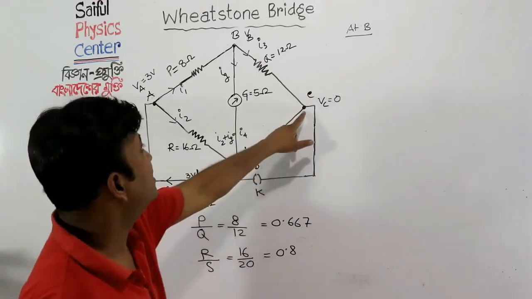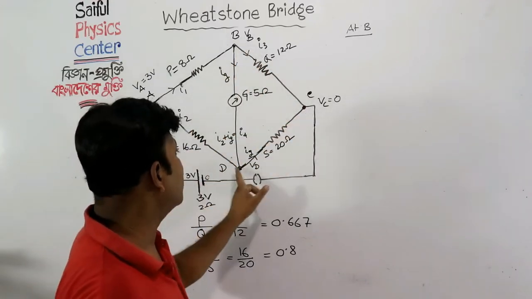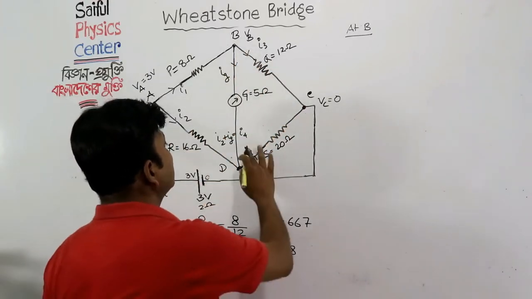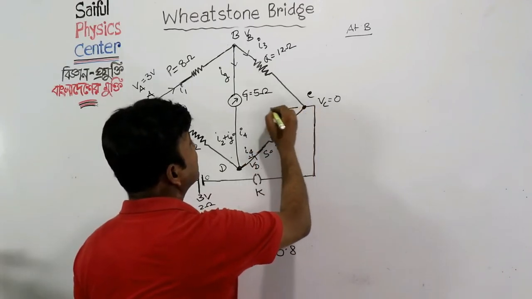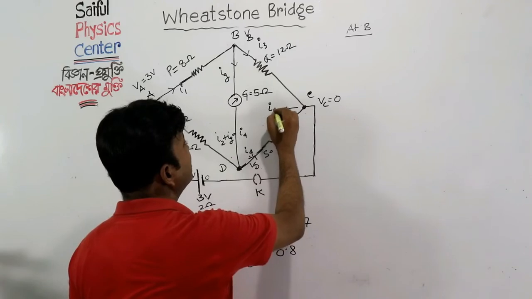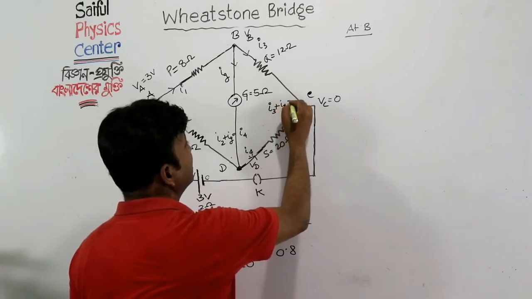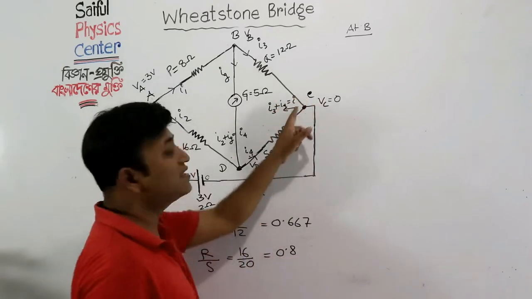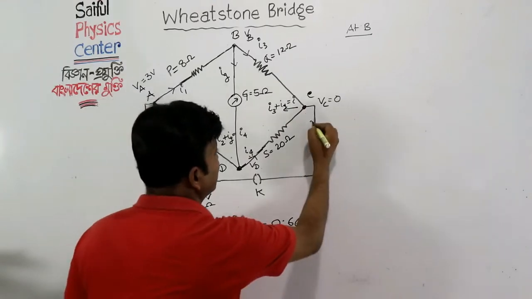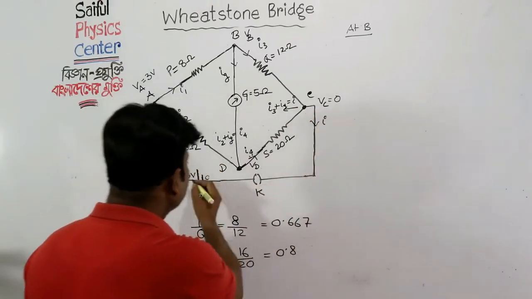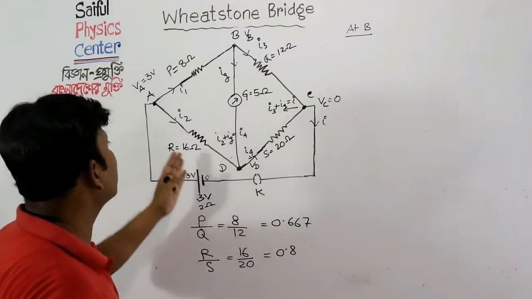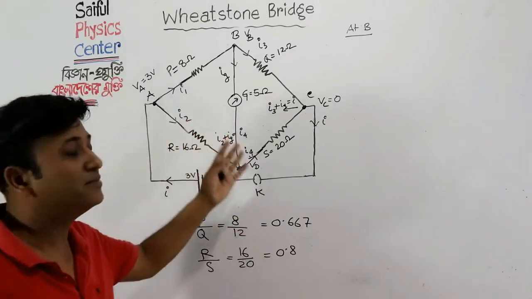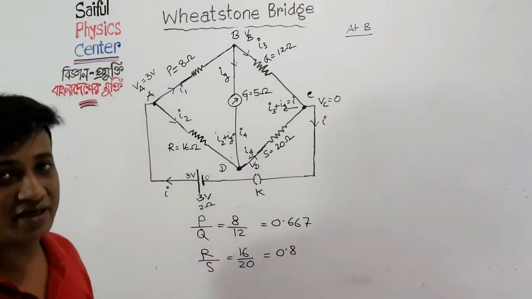At C the currents I3 and I4 meet together, and here we get I3 plus I4 equals the main current I. So the main current again comes back to the cell. This is the current in the different branches of this circuit.